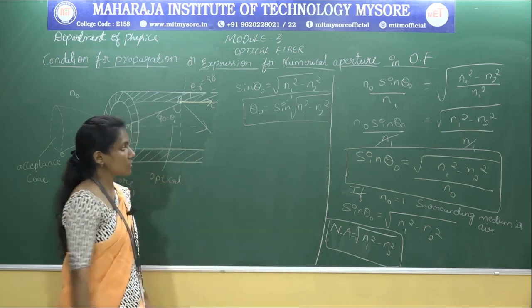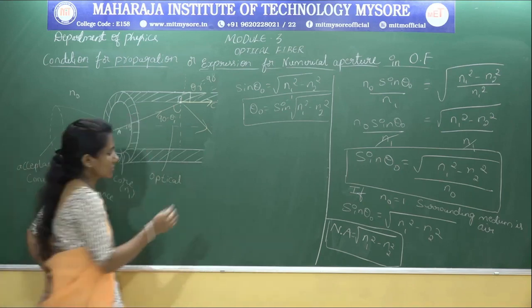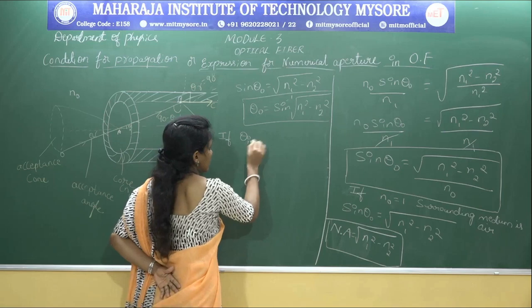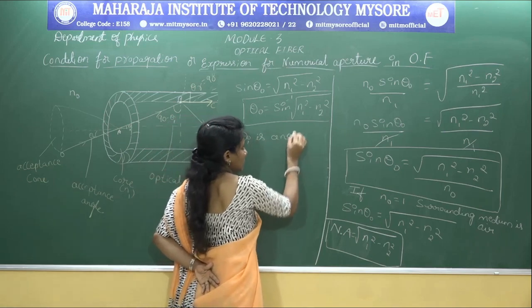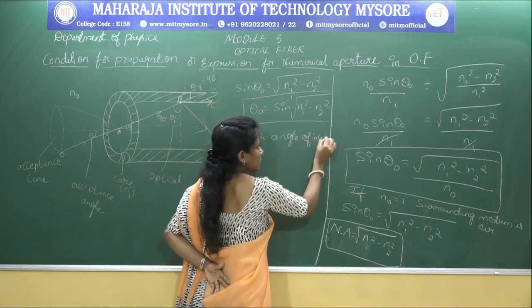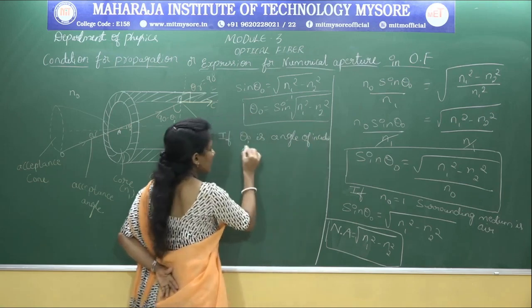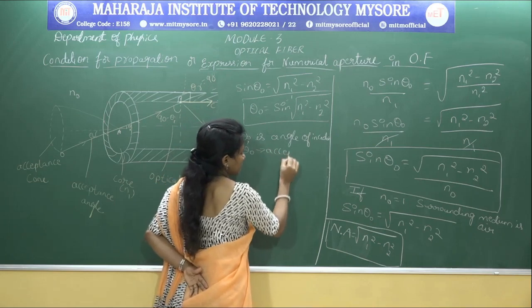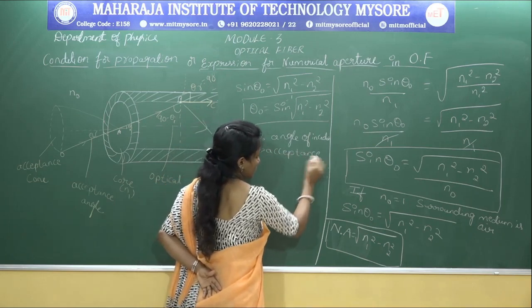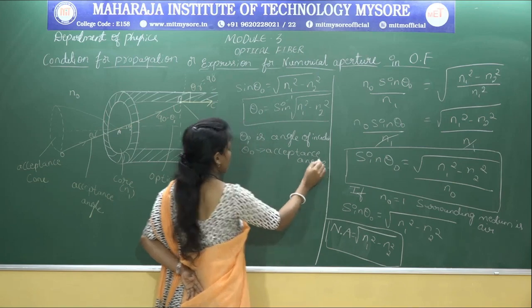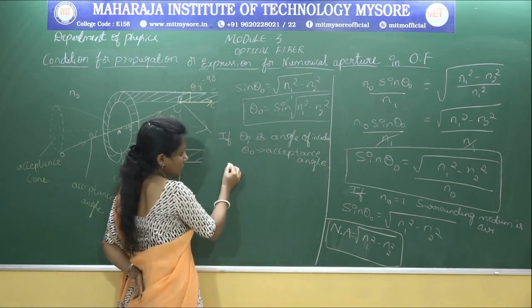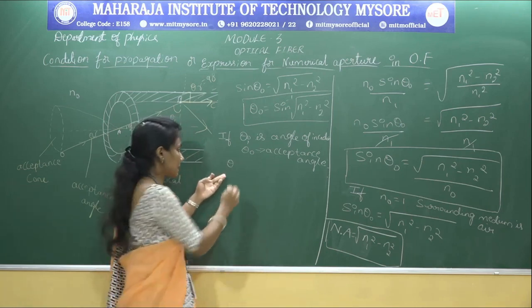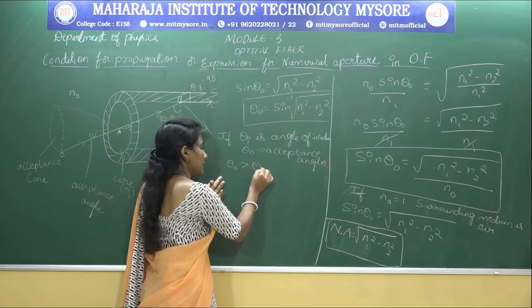Then what is the condition for this? If theta I is the angle of incidence, and theta naught is the acceptance angle, then the condition for light to propagate inside the optical fiber is that theta naught is greater than theta I.